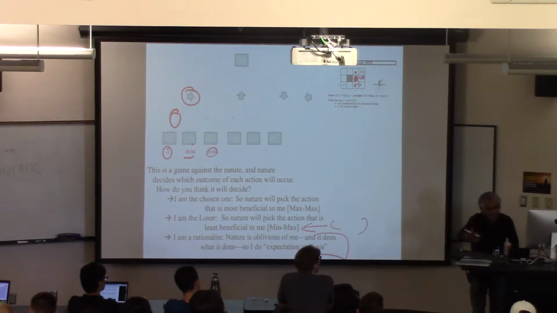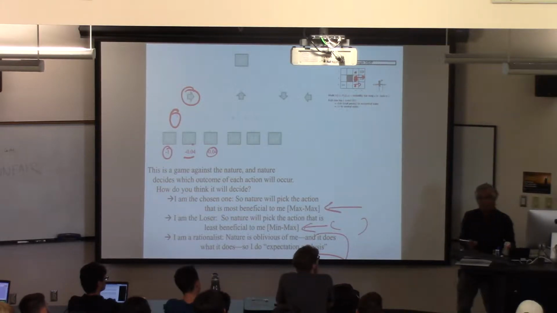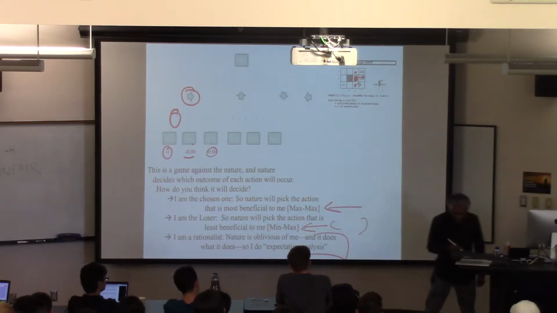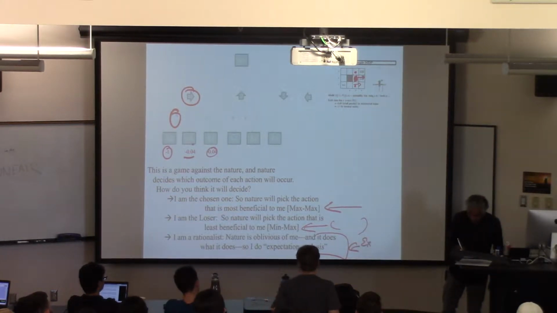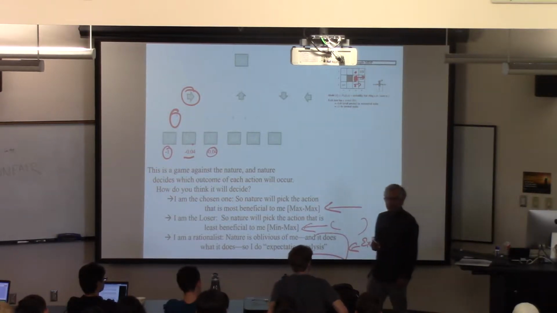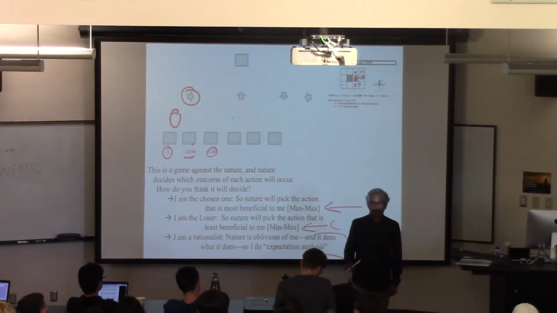If you do min, then you're playing against a human player who wants you to lose. If you do max, then you're playing against your uncle who wants you to win. And you do expectimax if you're playing against nature. You do expectation for the nature, max for you.